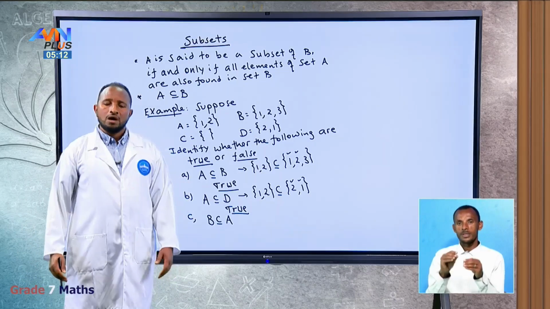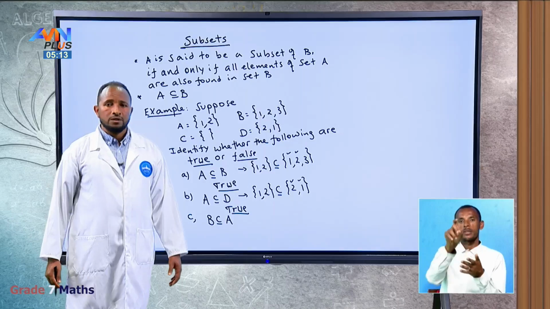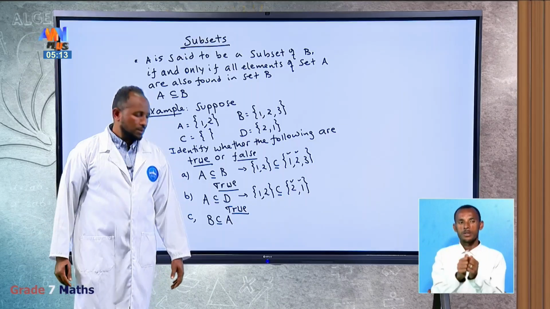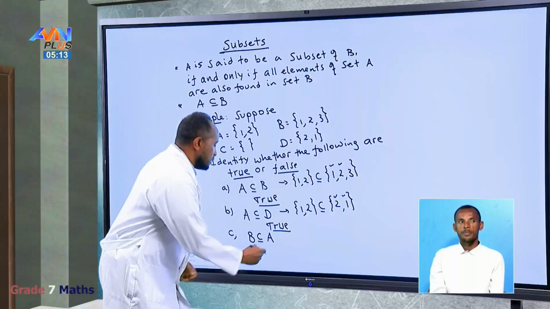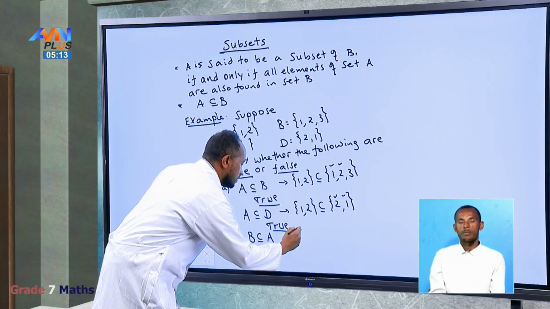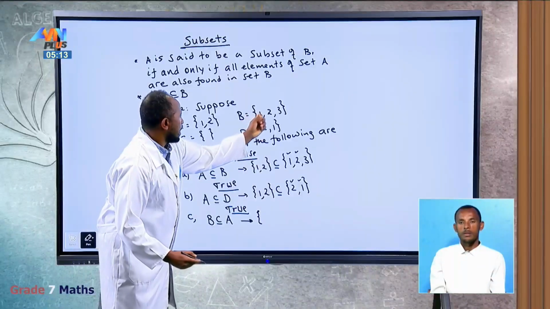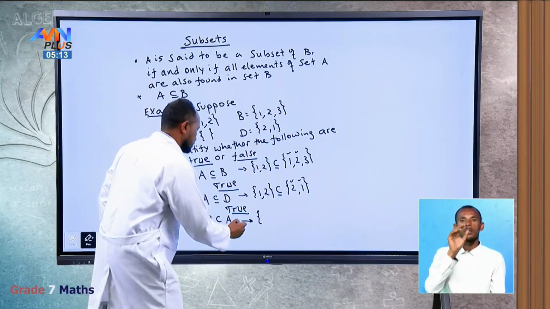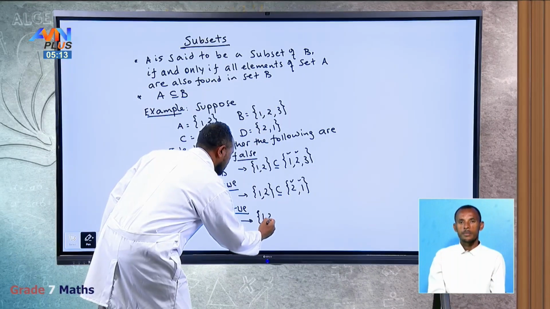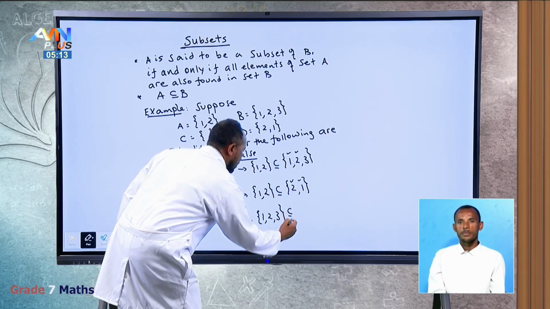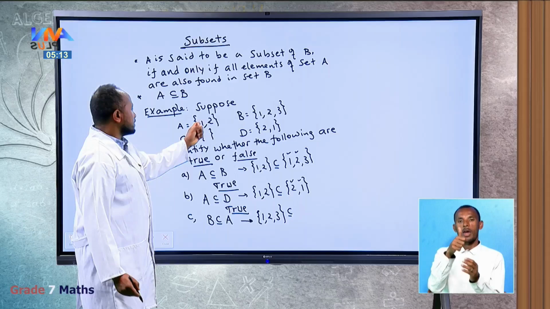Students, have you written the question? Very good. Now, let's see the answer together. Set B contains the elements 1, 2, and 3. Subset of set A contains the elements 1 and 2.